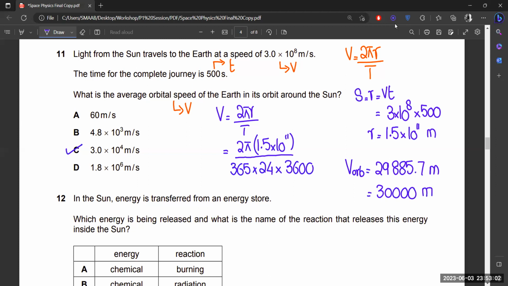Okay. So that is also a good question related to space physics. I think I already solved it in specimen 5054. So those who already solved those questions know how to solve this question. Okay, now let's move towards the next question, that is question number 12.